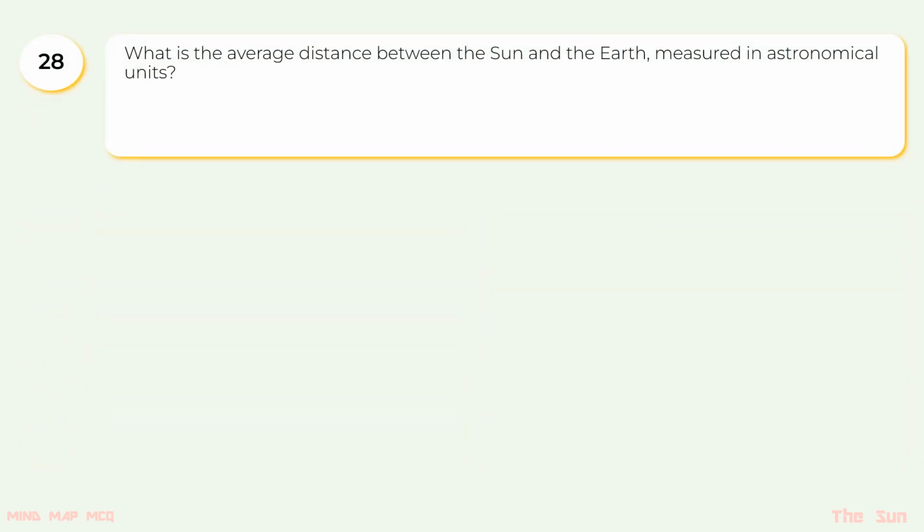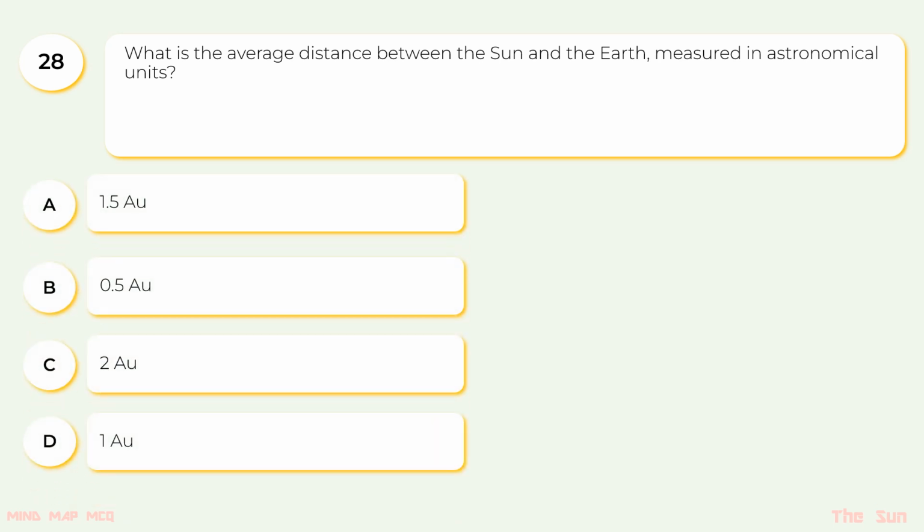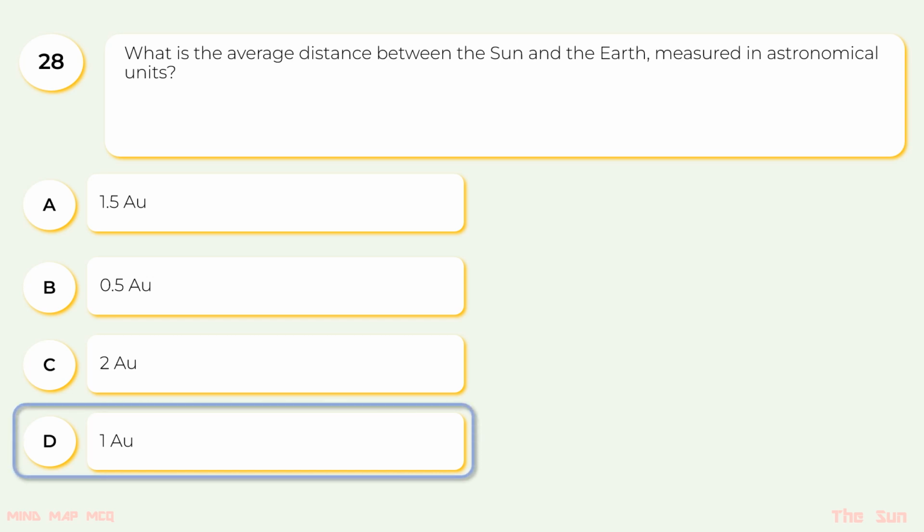Question 28. What is the average distance between the sun and earth measured in astronomical units? The options are A, 1.5 AU, B, 0.5 AU, C, 2 AU, and D, 1 AU. The correct option is 1 AU.